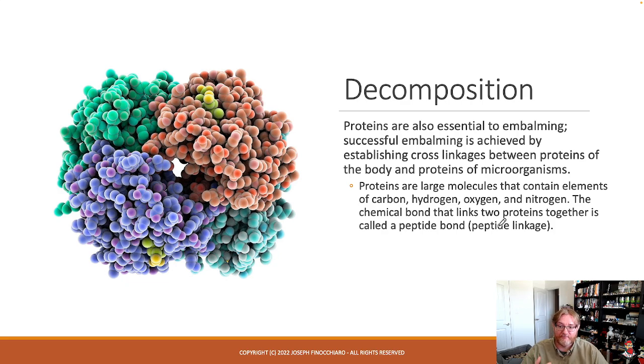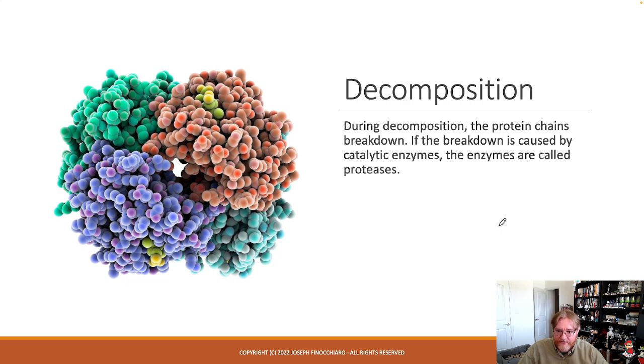Successful embalming is achieved by establishing cross-linkages between proteins of the body and proteins of the microorganisms. We're chemically changing the way this protein is. When we do that to a living microorganism, we kill it. Proteins are large molecules that contain elements of carbon, hydrogen, oxygen, and nitrogen. The chemical bond that links two proteins together is called a peptide bond, also known as a peptide linkage. Again, jump into the chemistry playlist, go to the organic chemistry section. We talk at length about this there.